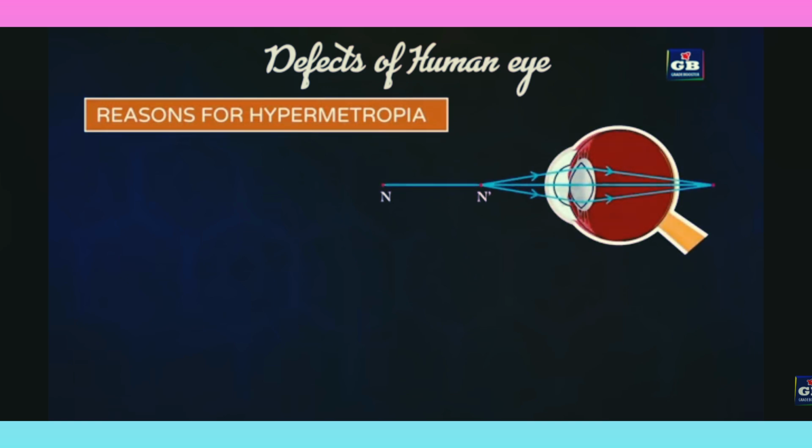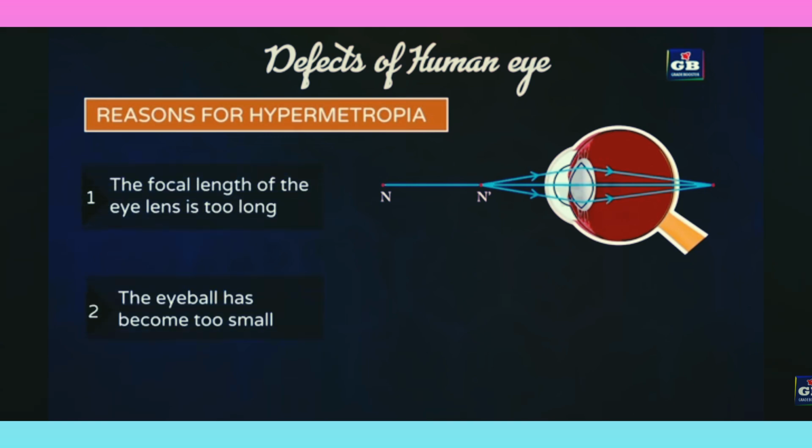Reasons for hypermetropia. There are two reasons for this defect. This defect arises either because 1. The focal length of eye lens is too long, or 2. The eyeball has become too small.